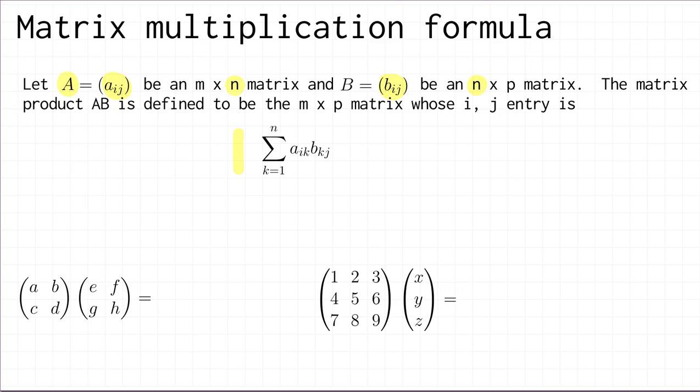Okay, let's look at this formula a little bit more carefully, and let's look at which entries from the matrix A appear in the sum defining the ij entry of A times B. If we're looking at the ij entry, then the entries appearing in this sum are ai1, ai2, ai3, up to ain. In other words, the entries from A which appear in the sum defining the ij entry are the entries from the ith row of A.